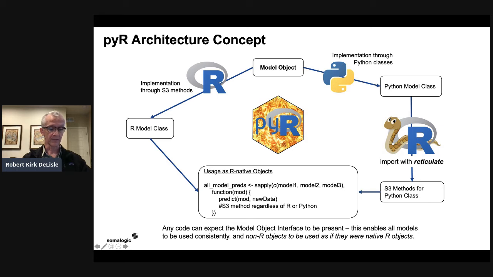The result at the bottom is that the user now has access to a collection of model objects with common interfaces without having to mix Python accessor code and R functional code. They all now behave in an R native functional programming way using the S3 interfaces defined by the model hierarchy.